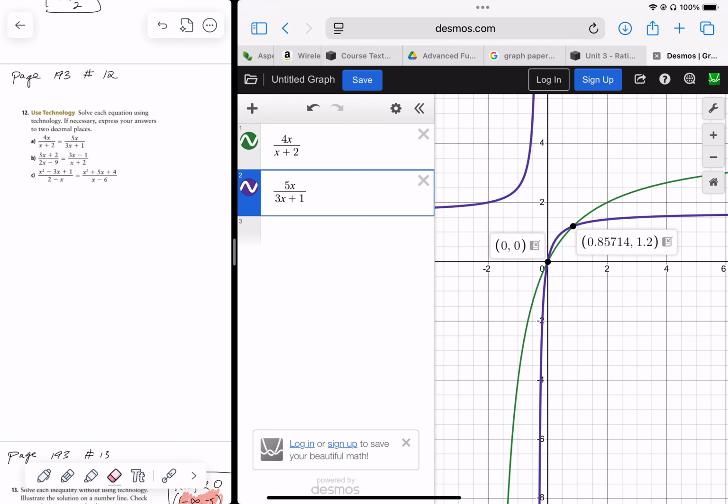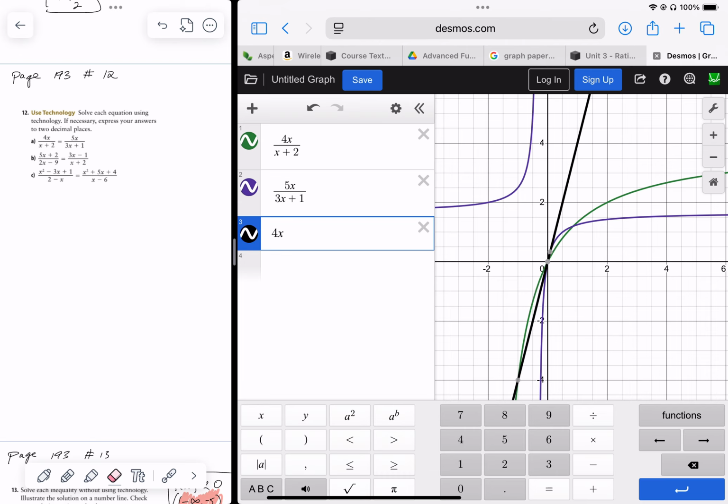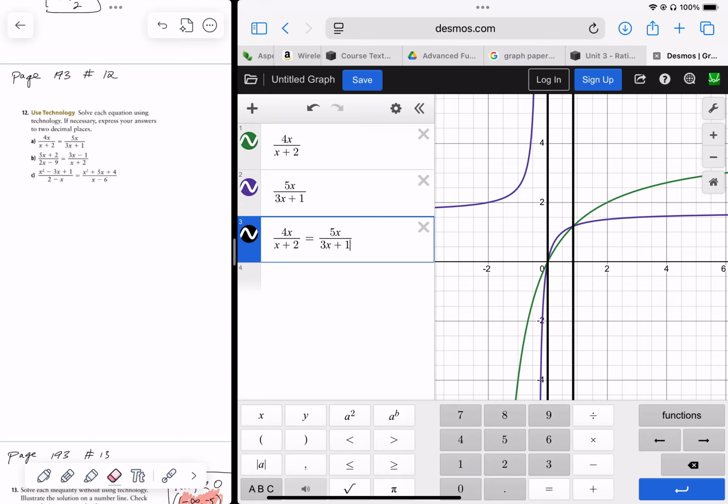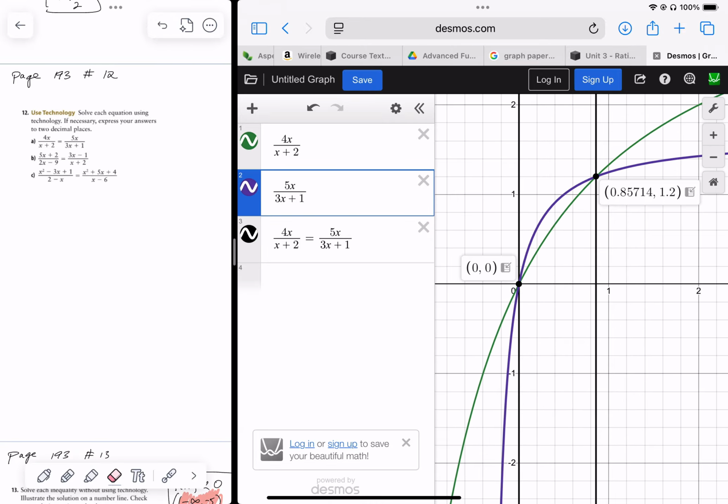So it was interesting to see, so if I can do this quickly on the iPad, I don't know if I'm going to be able to do it. It won't let me equate them. But if I get 4x over x plus 2 equals 5x over 3x plus 1, get these two vertical lines spit out, and they actually just show where those two graphs are going to be equal. Okay, so those are basically our answers for the problem.